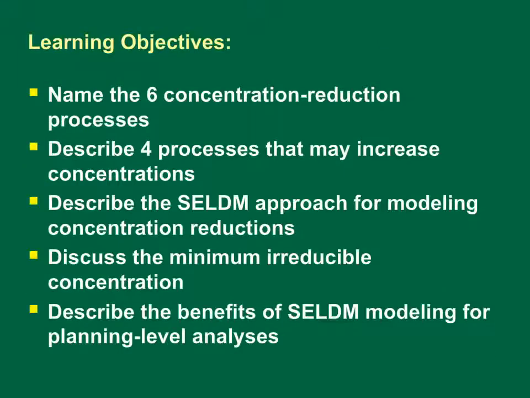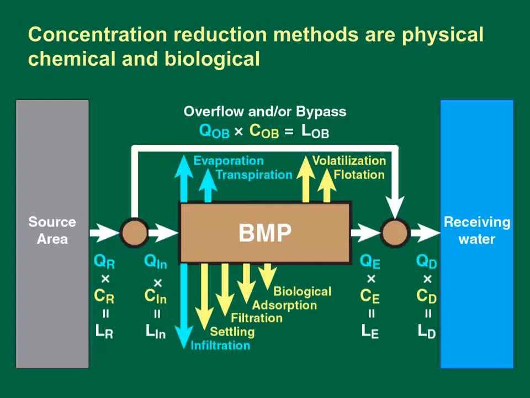This training module has 5 learning objectives. At the end of this module, you should be able to name the 6 concentration reduction processes, describe the 3 processes that may increase concentrations, describe the SELDM approach for modeling concentration reductions, discuss the minimum irreducible concentration, and describe the benefits of SELDM modeling for planning level analyses.